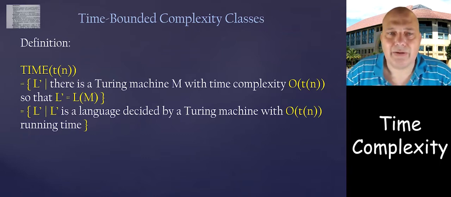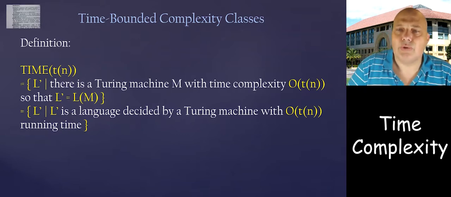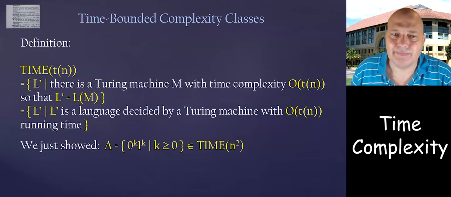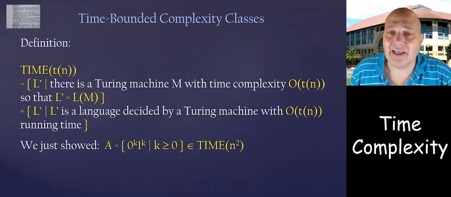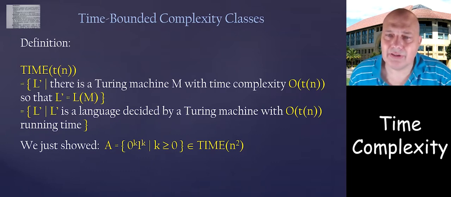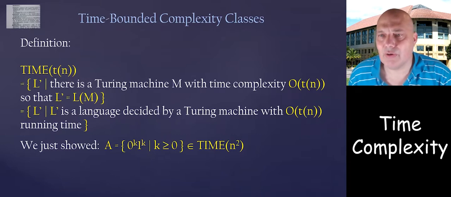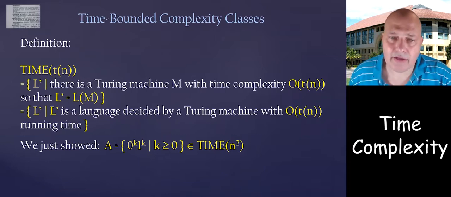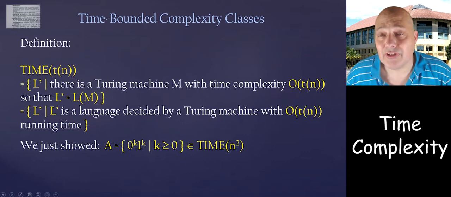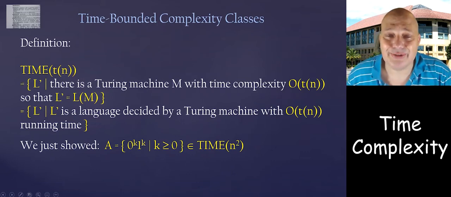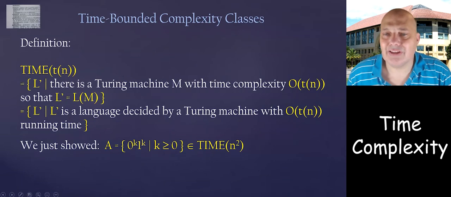So in a different way, the class TIME of T of n is all the languages that are decided by a Turing machine with order of T of n running time. So what we showed before is that this language, 0 to the k, 1 to the k, is in time n squared, because there is some algorithm that computes it in order n squared time. Perhaps it can also be computed in a smaller amount of time, we'll show it very soon, but it's still also in time n squared.